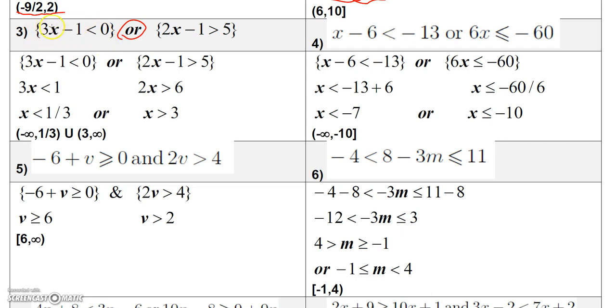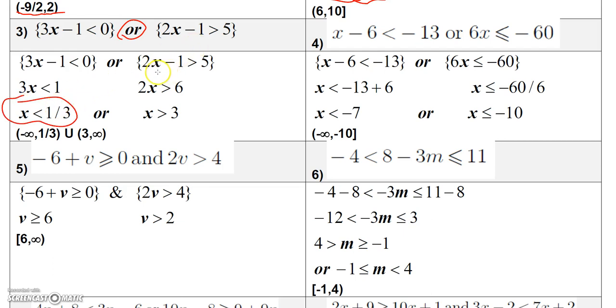Okay, so here I have 3x minus 1 is less than 0. And then if I want to solve that, I can add 1 to both sides. So if I add 1 to both sides, I get 3x is less than 1. And then divide both sides by 3, and I get x is less than 1/3. So one solution is x is less than 1/3.